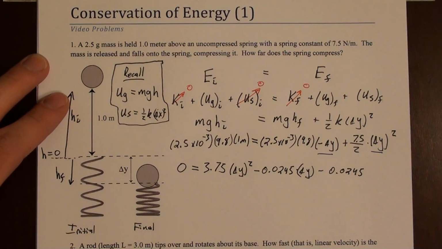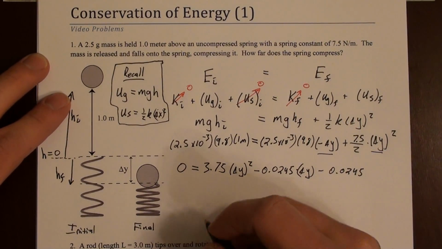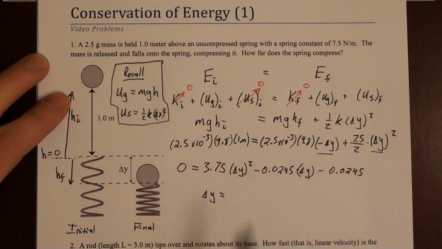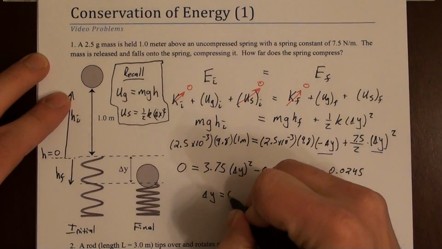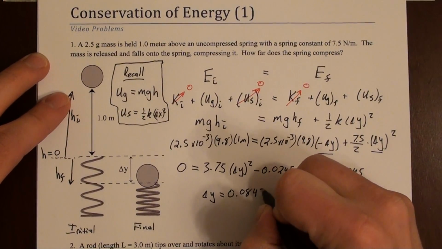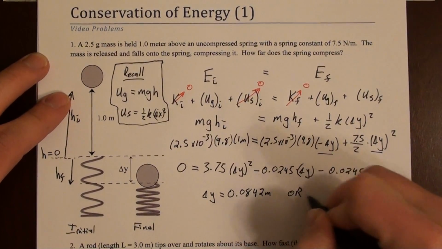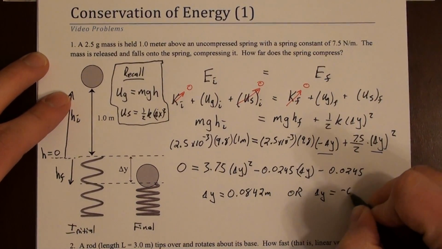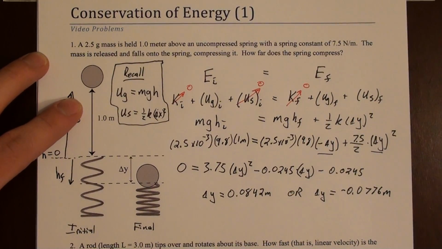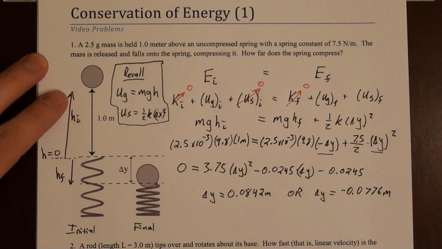So if you plug this into the quadratic formula, or you use your calculator to solve it, you get 2 answers. You should get 2 answers anytime you have a quadratic equation. So the 2 answers you get are 0.0842, rounding a little bit. You also get minus 0.0776, and those numbers are both in meters because we plugged everything in SI units. So now we can use the physical situation to tell us which one of these is correct.